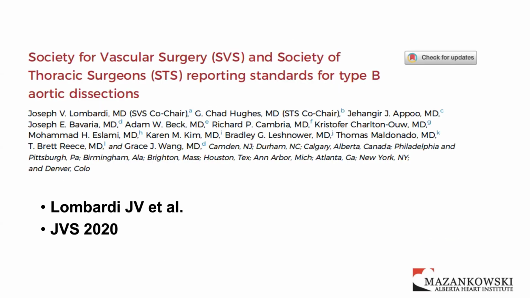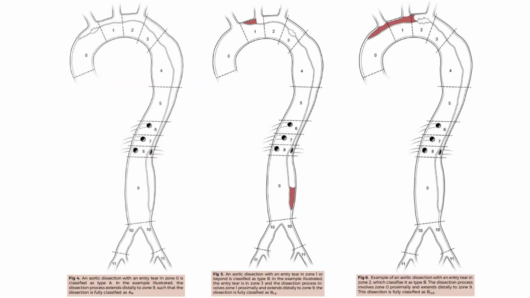So in 2020, I thought this was very recent, but I didn't realize 5 years had passed. SVS and STS have reporting standards for type B aortic dissections. You should all be familiar with these slides. On the left is zone 0, just under the innominate artery, but this is a type A aortic dissection. This would be a type A ending in zone 0. These are the exact same zones that you saw in Dr. Fortin's talk. The middle one is a type B dissection with retrograde extension.